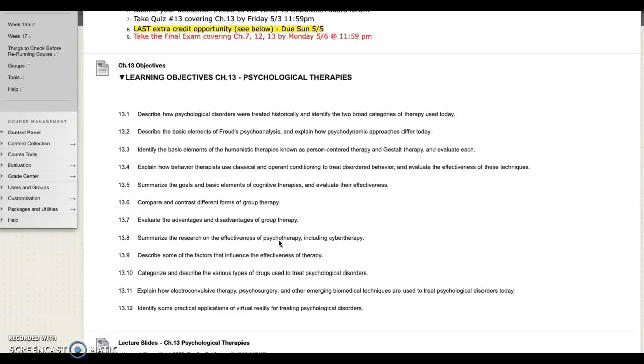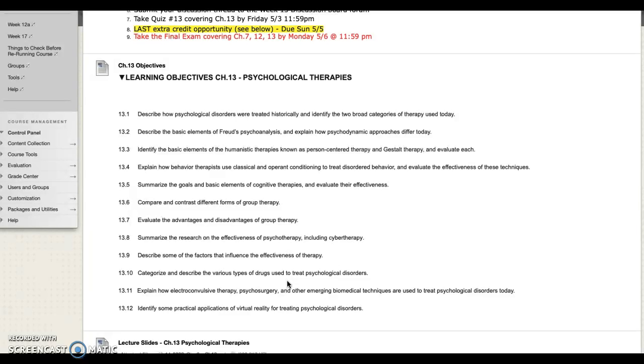And then we'll look at psychotherapy, which is usually one-on-one, even into cyber therapy. So there's a lot of therapy being done online now rather than face-to-face. We'll look at the effectiveness of these different types of therapies, and then take a look at drug therapy, which is a whole other class.